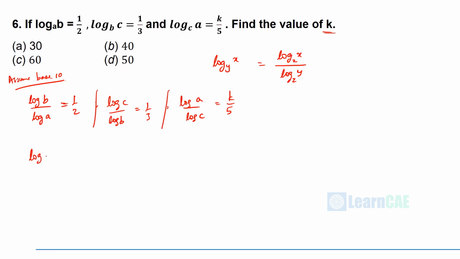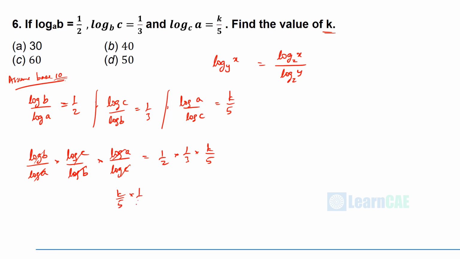We shall rewrite again: log b by log a into log c by log b into log a by log c is equal to 1 by 2 into 1 by 3 into k by 5. So here all the logarithms will get cancelled as the base is common for all the cases. Therefore, this is k by 5 into 1 by 6 is equal to 1. Therefore, k is equal to 5 into 6, 30. Answer is option A, 30.